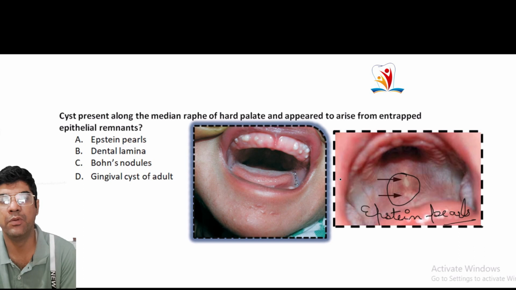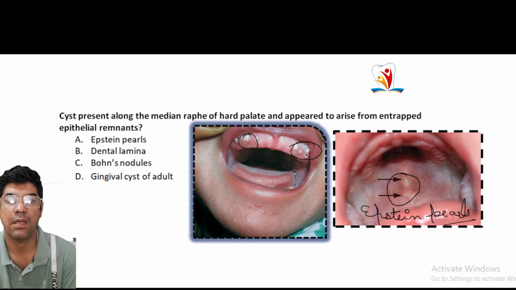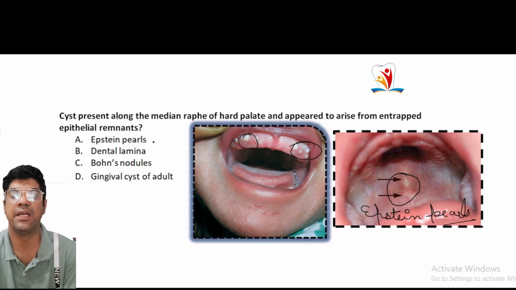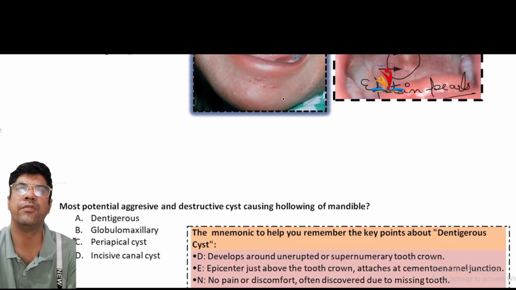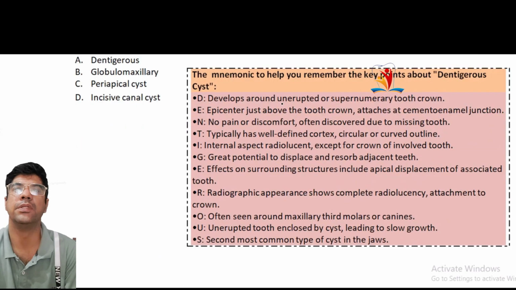Other are the Bohn nodules. They are small keratin-filled spaces that can be found on the buccal and the lingual mucosa, and they are thought to arise from the salivary gland tissues. So the answer would be Epstein pearls.